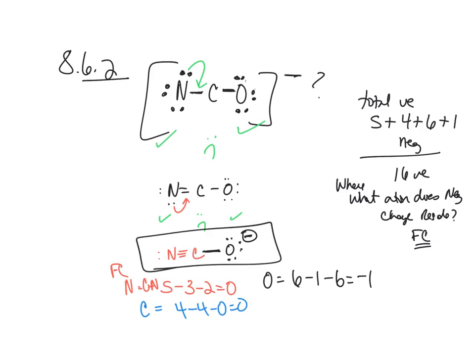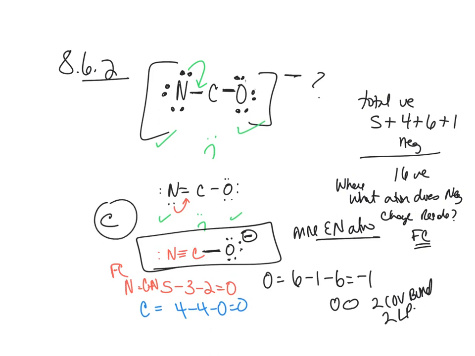Also, I recognize the oxygen. And what does oxygen love? 2 covalent bonds and 2 lone pairs. And so that's also another way to recognize it. And the negative charge is going to be on the more electronegative atom, because the negative charge will prefer the most electronegative atom. And it looks like that would be C for your answer. And that wraps up where we're at this point.